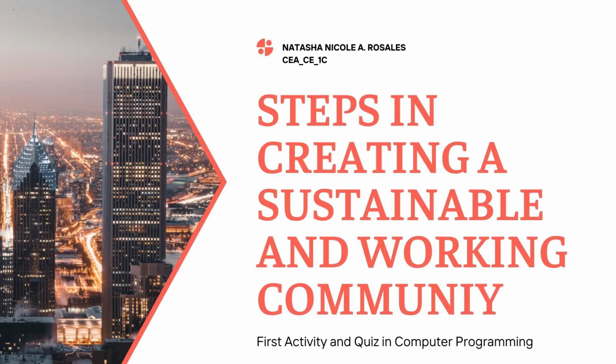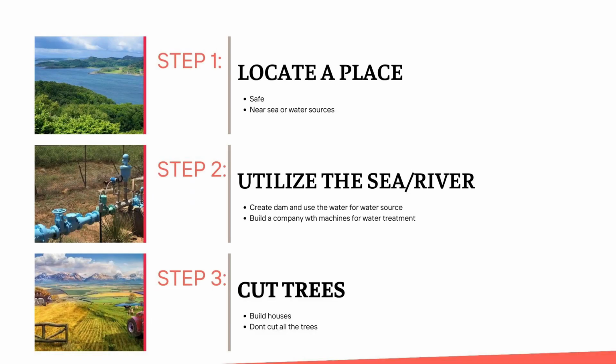Now let's first tackle the steps in creating a sustainable and working community. Step number 1, locate a place where it is safe and near sea or water sources. Step number 2, utilize the sea or river. Create a pipe or dam and use the water for water source.